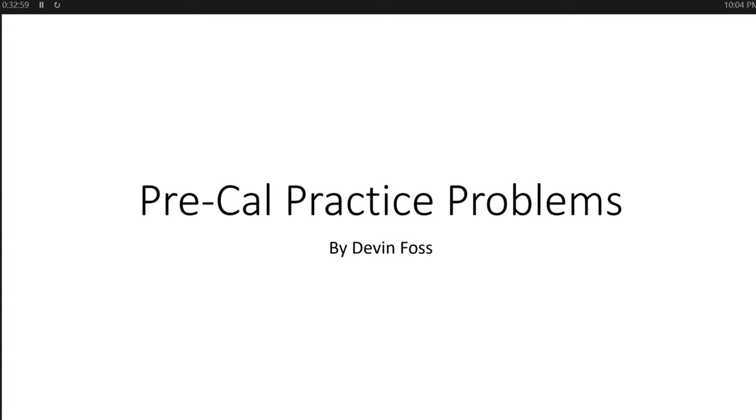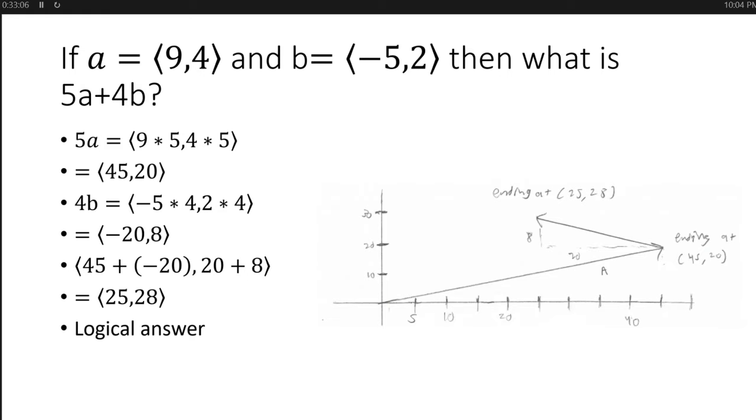So without further ado, let's get started. Part 1 is going to be covering basic vectors in geometry. The first question says if A is (9, 4) and B is (-5, 2), then what is 5A plus 4B? So this is pretty simple.